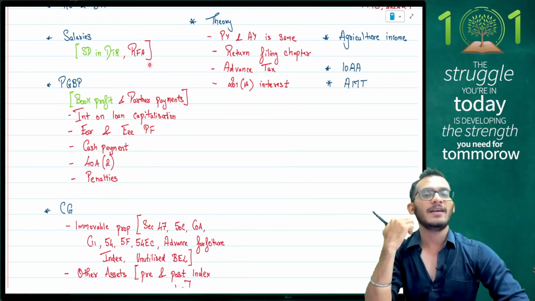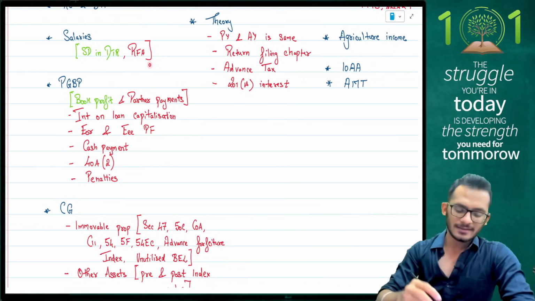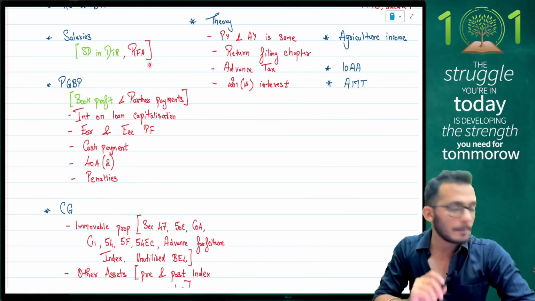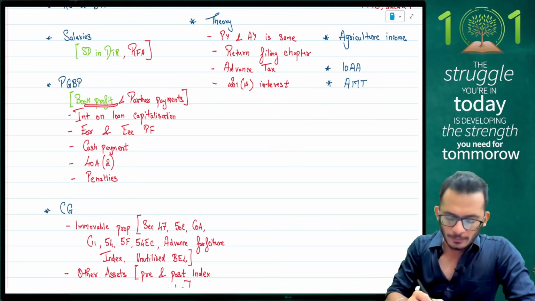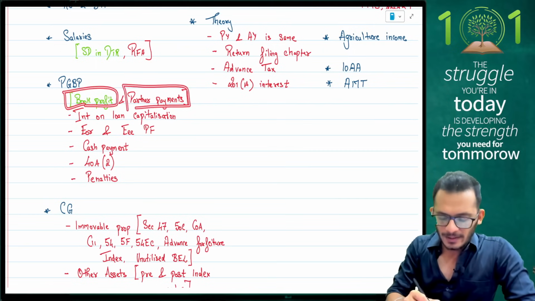Yes, so definitely a very important chapter to go through, but nevertheless there are some things which I think should be properly read before you go for your exams so that you can score those adjustment marks. One is book profit, which relates to partners and the partner-related payments.